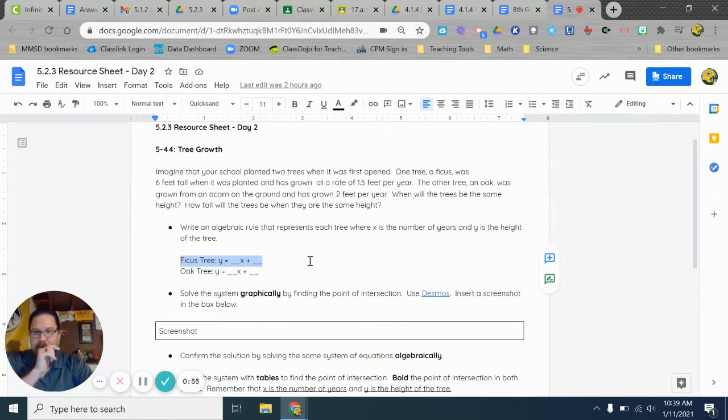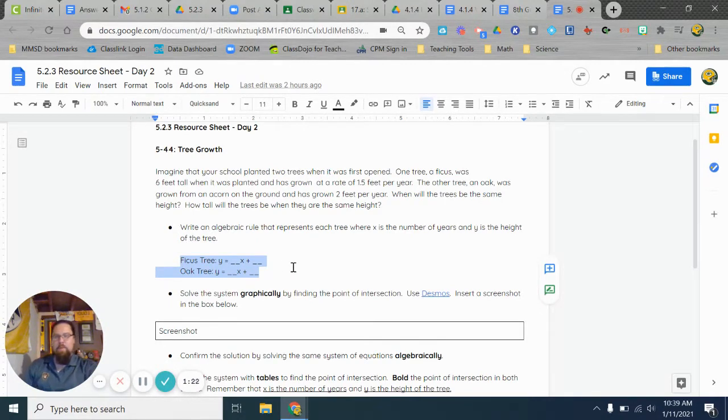Right here, okay? The other tree, an oak, was grown from an acorn. That means like a seed. No height at all, to give you a hint. It has grown 2 feet per year. When will the trees be the same height, and how tall will the trees be when they are the same height?